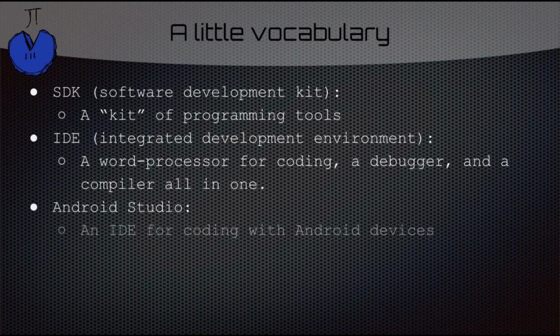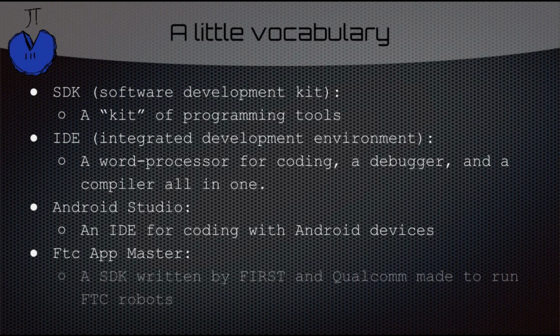Android Studio is an IDE for coding with Android devices. This is the IDE that we'll be using to code our robot, since our robots are run with Android devices. And FTC App Master is an SDK written by FIRST and Qualcomm made to run FTC robots. So this is a kit of programming tools provided by FIRST and Qualcomm to make it easier for you to program your robot.